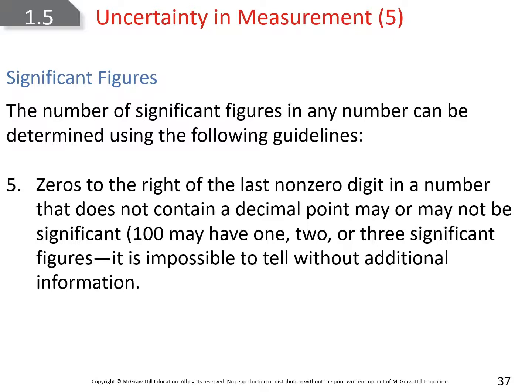Then zeros to the right of the last non-zero in any number that doesn't contain a decimal point are not significant. I just did an example of that. So 1, 2, 0, 0 is not significant. So this number only has 2 sig figs.